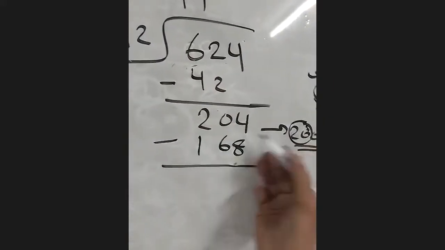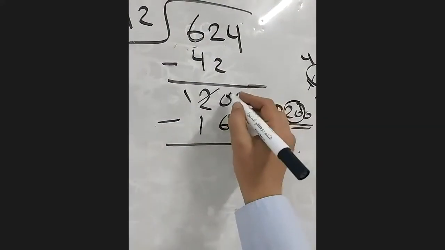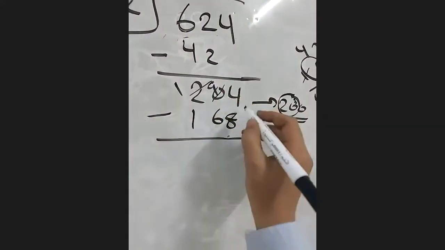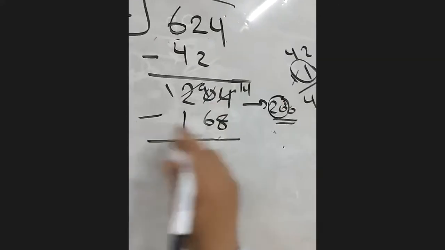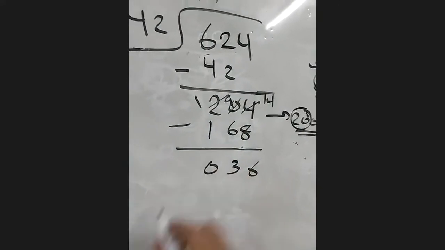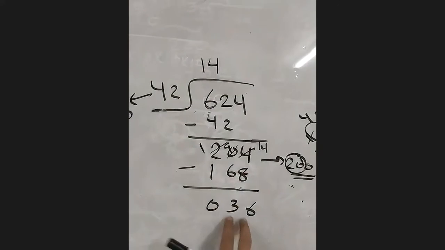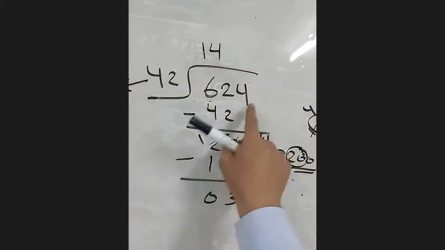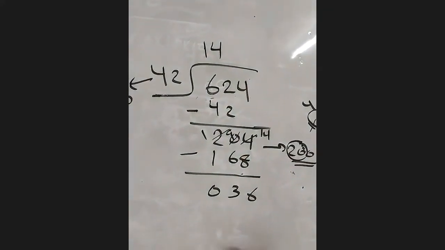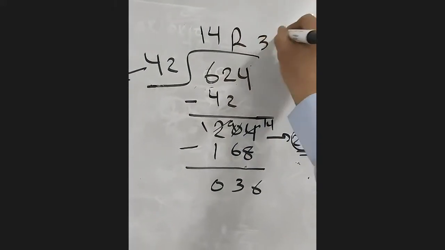4 minus 8, it cannot be. I will go to this one and take 1, right? This 0 will be 10, then it will be 9, and this 4 will be 14. 14 minus 8 is 6. 9 minus 6 is 3. 1 minus 1 is 0. Now look here, guys. After I make the subtraction, 36 is less than 42. Do I use all of the numbers? Yes. So this is the answer. It's 14 with remainder 36.